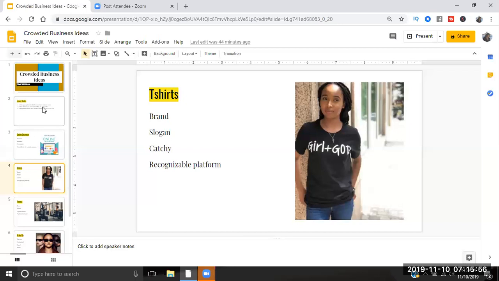Right? So make sure if you're going to do shirts, you need to have a brand around it, something catchy, a slogan that means something to your people, and use a recognizable platform.